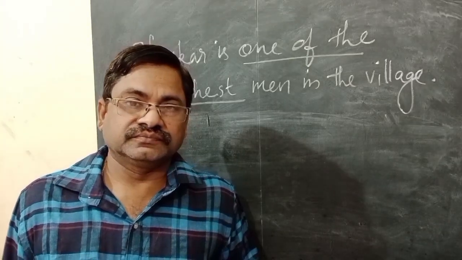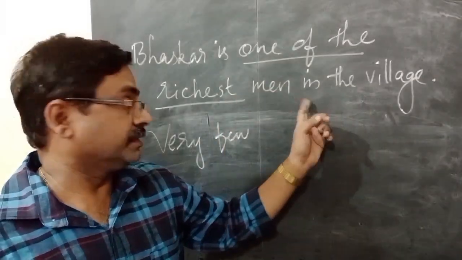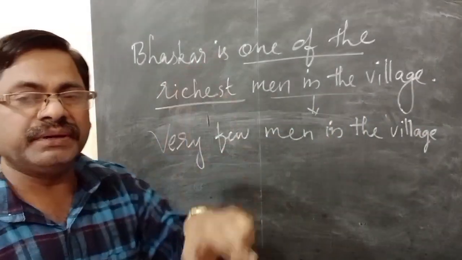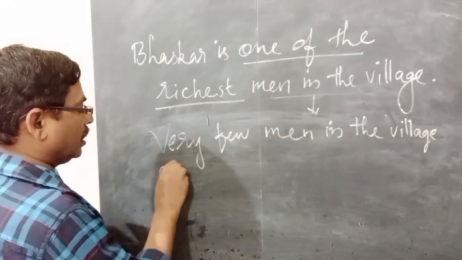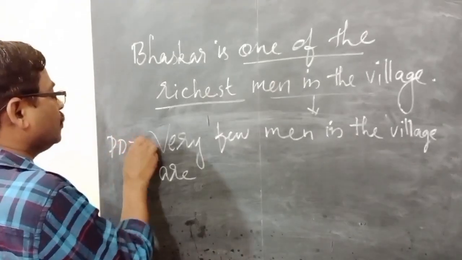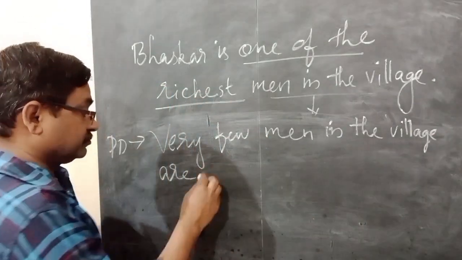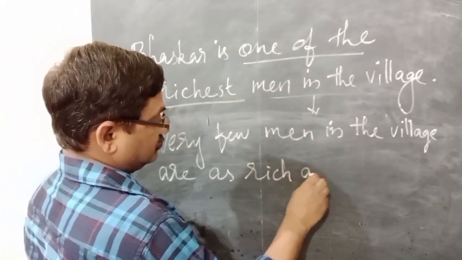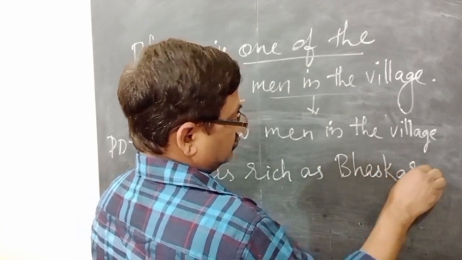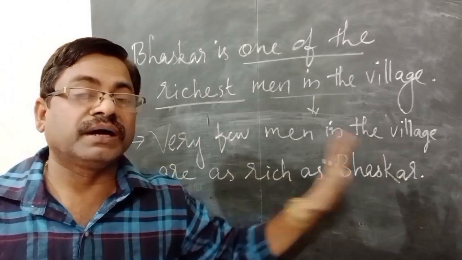Now positive degree. It should be started with very few. Very few is followed by the complement of the sentence. After completing, you have to use the verb, but it should be in plural form. What is the plural form of is? Are. After this phrase, you have to use the positive form. Here we are writing the positive degree, so you have to use the positive form of the adjective given. Positive degree should be placed in between two as. As rich as Bhaskar, subject. This is the answer. Very few men in the village are as rich as Bhaskar.